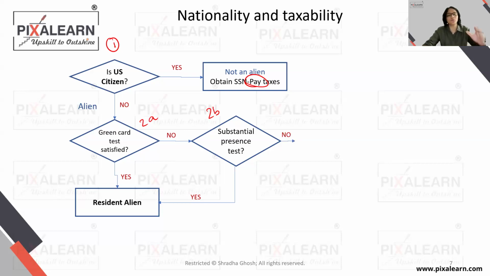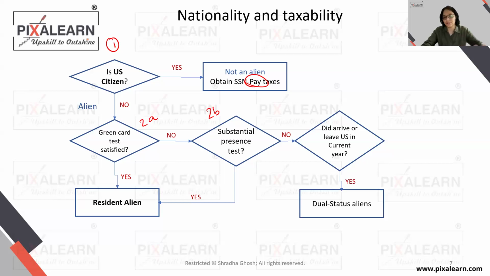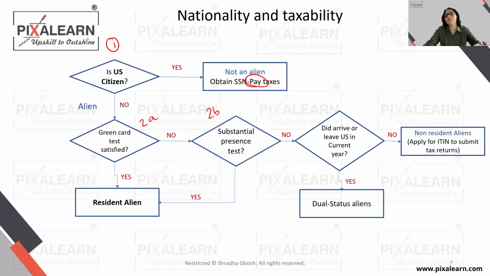But if you're neither, so if neither a US citizen nor a resident alien, then we need to ask ourselves, do you qualify for a dual status alien character, which is typically the case if somebody is married and arriving in the US for the first time. And if the spouse is filing a joint return, then you have an option of filing a joint return with your spouse. Okay. But apart from that, everybody else becomes a non resident alien.